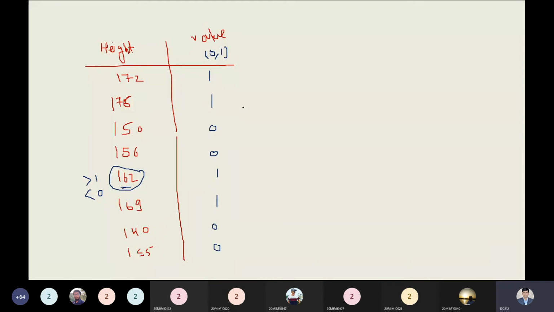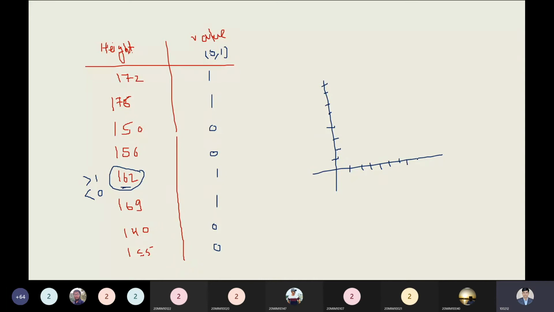It means two forms. Instead of 1 or 0, you can put true or false, yes or no, or win or loss. So whatever you want to write. So this 162 is what? This 162 is the threshold value. Just like this, I can take an example over here. Suppose this is the graph on which we have some data.